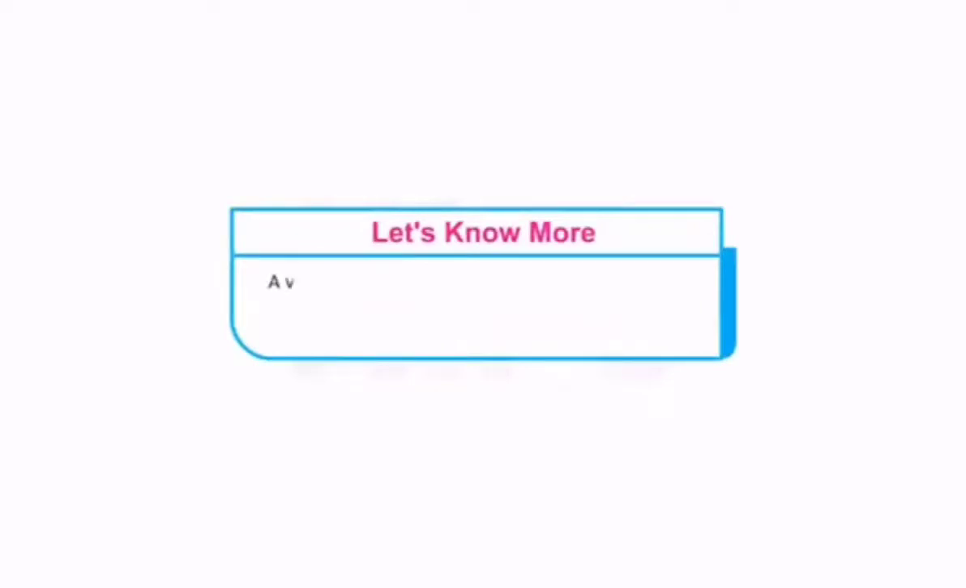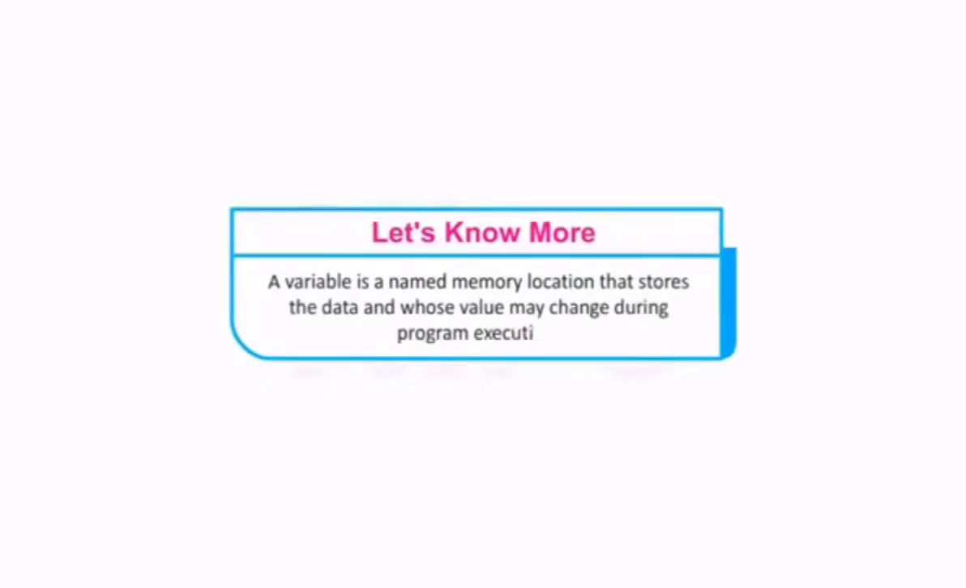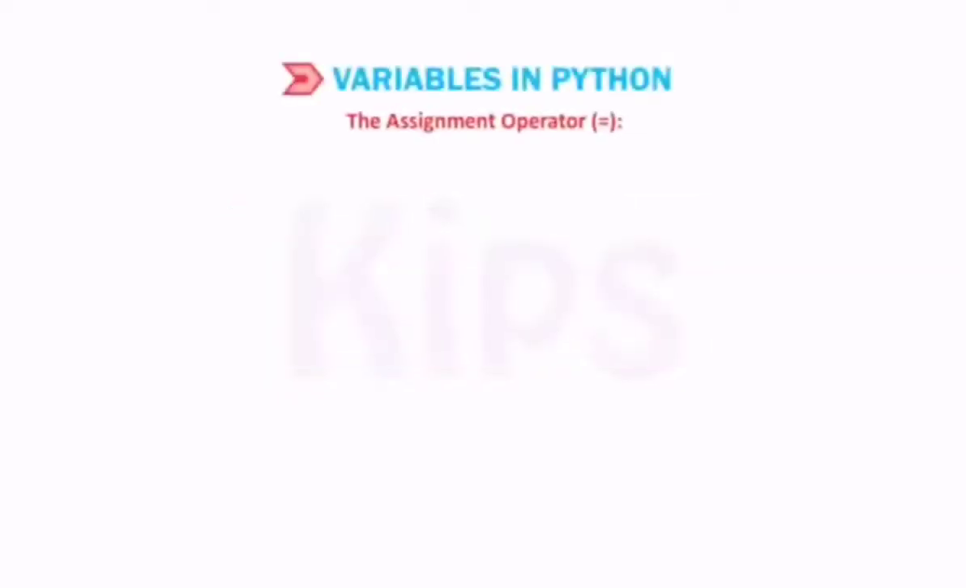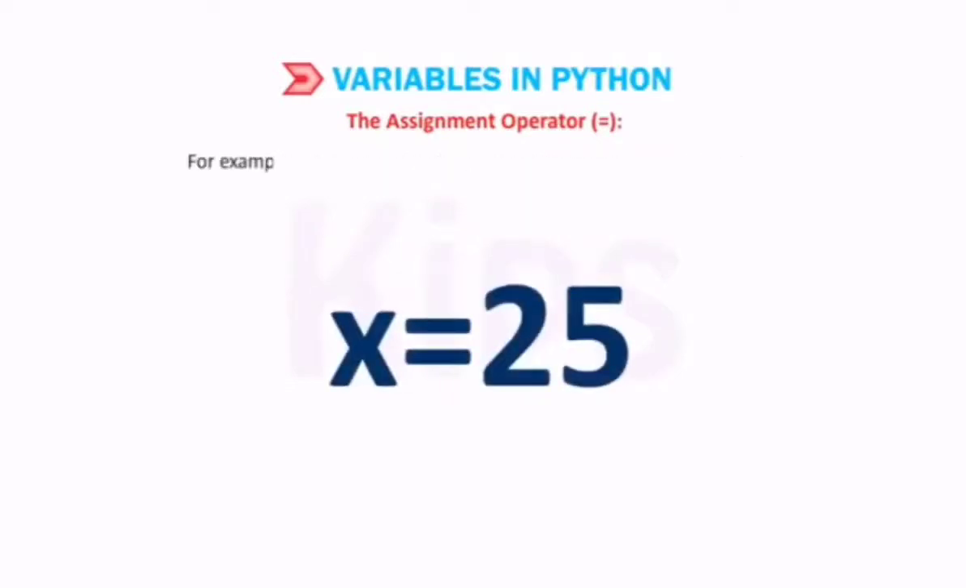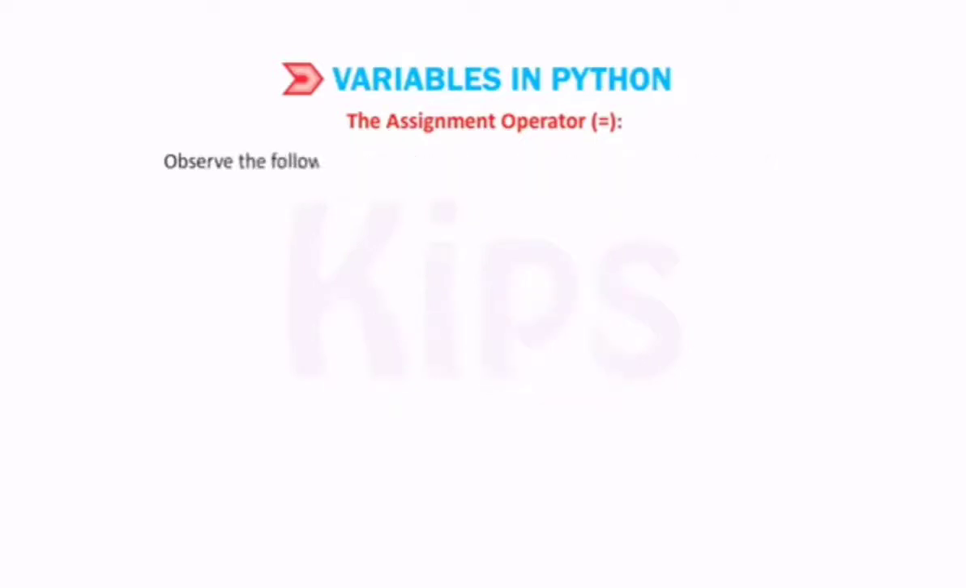Let's know more. A variable is a named memory location that stores the data and whose value may change during the program execution. The assignment operator, on page 104. Values are assigned to variables using the assignment operator, that is equal to. For example, the statement x = 25 assigns the value 25 to the variable x. Observe the following codes to understand the use of assignment operators.